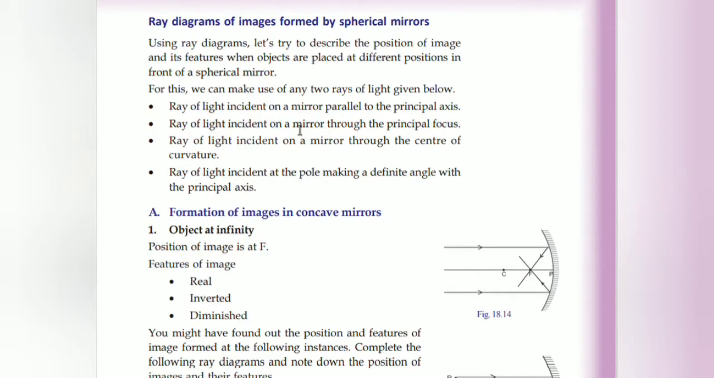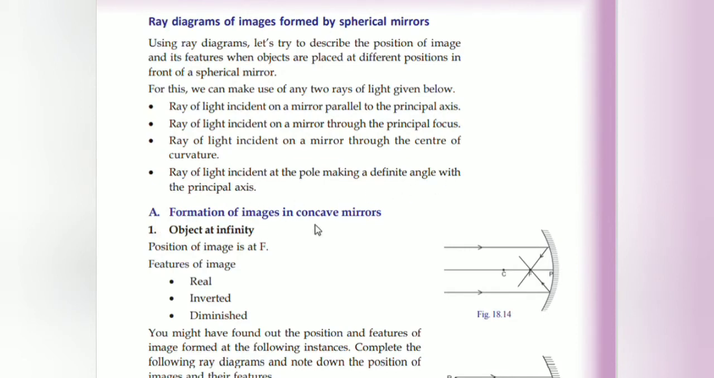Ray of light incident on a mirror through the principal axis. മിററിലേക്ക് ടച്ച് ചെയ്തിട്ട് പിന്നെ എവിടേക്കാ പോവുക? പ്രിൻസിപ്പൽ ആക്സിസിലേക്ക് പോകും. Ray of light incident on a mirror through the center of curvature. Ray of light incident at the pole making definite angle with the principal axis.